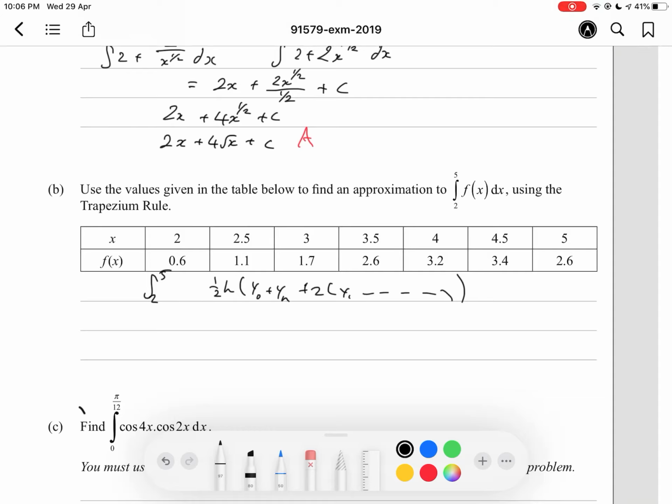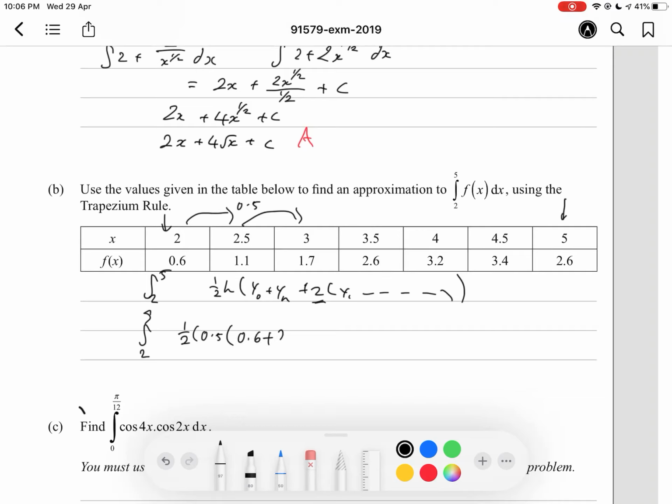So what this means is the height here corresponds to the intervals between each of these table values, which is 0.5. And y0 is the first column, and yn is our nth column, which is our last column. The reason that these only get counted once is because they're on the outermost edge, which means they bound only one other trapezium. For all of these middle values, each of the middle trapeziums is bounded by another trapezium, one on each side, which means they'll effectively get counted twice, which is why we have a 2 times everything in between.